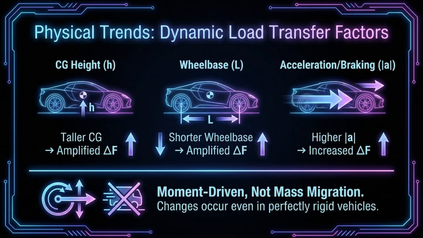Load transfer increases when the center of gravity is higher or the wheelbase is shorter. For the same acceleration, a taller CG produces a larger load shift. A shorter wheelbase also amplifies the load transfer. Increasing the magnitude of acceleration further increases this effect. These changes are caused purely by moments acting on the vehicle. They are not due to mass moving inside the vehicle and occur even if the vehicle is perfectly rigid.